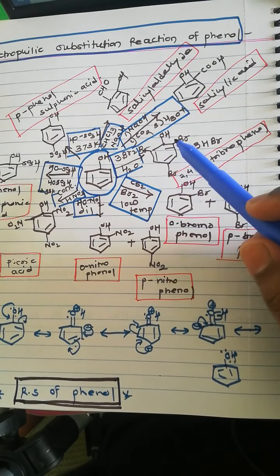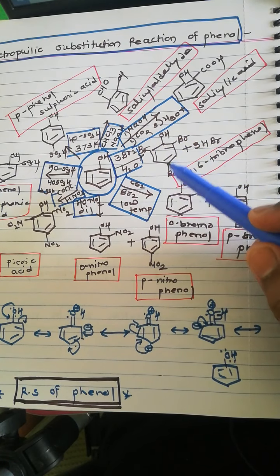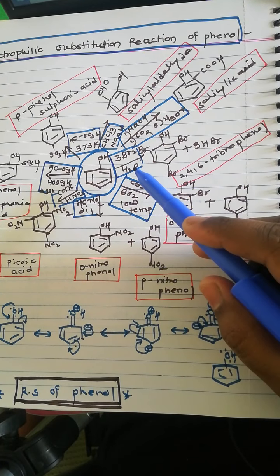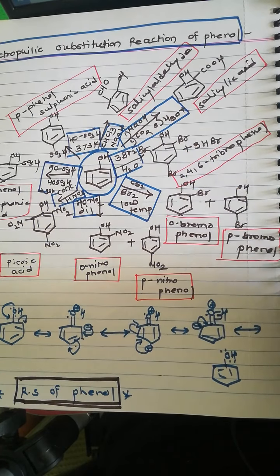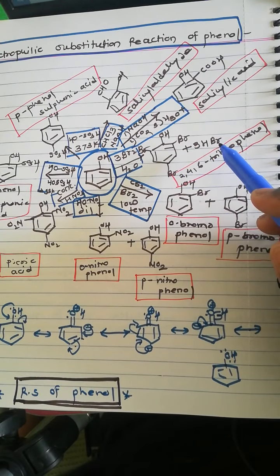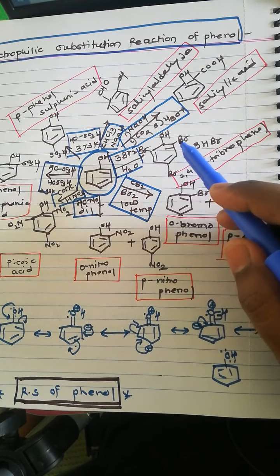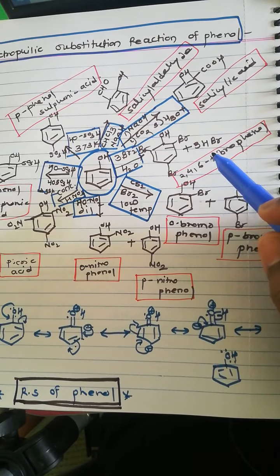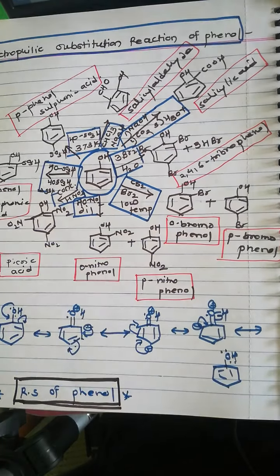Why does poly substitution take place here? Poly means many hydrogens are removed and the electrophile Br is added to both ortho and para positions. Why? Because here polar solvent is used. Water is a polar solvent, therefore polybromination takes place and the byproduct is 3 HBr. Bromine consists of 2 Br. 1 Br adds here, 1 Br adds here, 1 Br adds here, and the remaining 3 Br react with these 3 hydrogens and we get the byproduct 3 HBr.